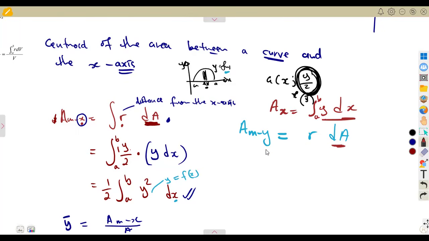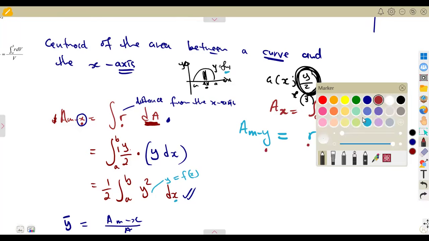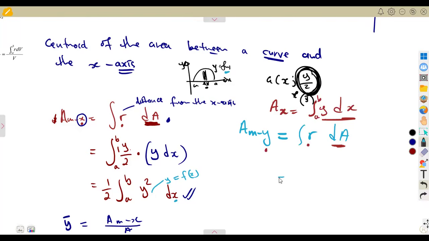If we are calculating the area moment for y, it means r, this one, simply represents the distance from the y-axis. And the distance from the y-axis is x bar. And x bar is represented by what? By x. We are under the x-axis, so that's why x did not change, so it's just x. But y, it was y over 2, but x is just going to be x, so it will be the integral of x, which is our r, times dA.